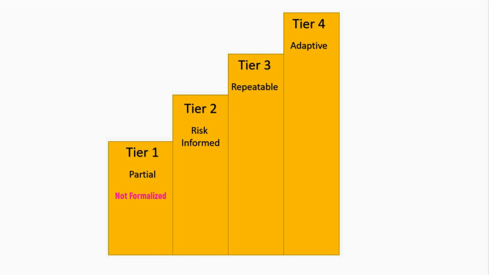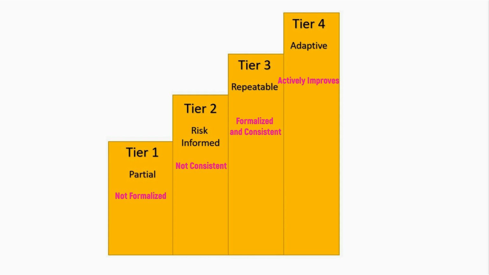Second tier is about risk informed. Here, risk management practices are in place but not consistently applied. Third one is repeatable, which means these practices are formalized and consistently applied. And fourth and the highest category is adaptive. Here, the organization actively adapts and improves their cybersecurity practices.